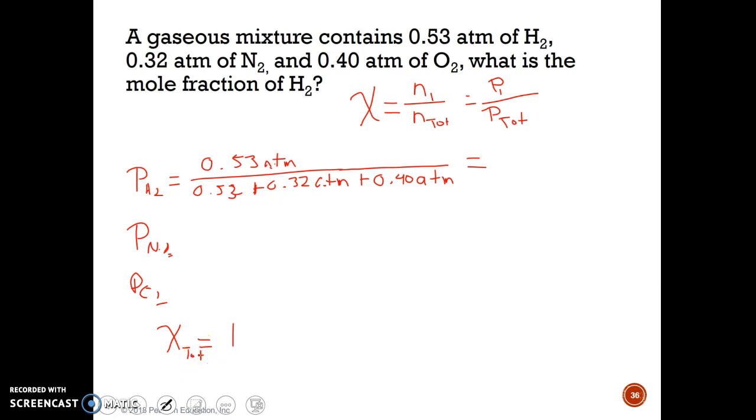So if you sum up all the mole fractions, it should equal 1, because you have 3 things. Each of those has a certain amount. But overall, your fraction should be 100% when you add them all up. So I want you to go ahead and solve for the partial pressure of H2, N2, and O2.